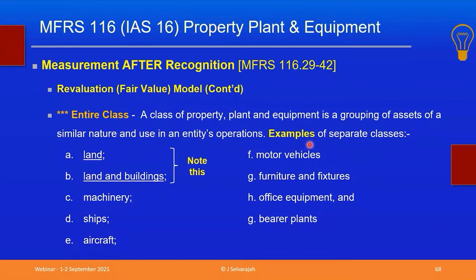And the examples given in the standard are examples of separate classes. You can see here, A, land and buildings. So if you've got 2 pieces of land and 10 pieces of land and buildings, and you want to revalue your land, you can revalue the 2 pieces of land. You don't have to touch the land and buildings. But if you put this land inside here, land and buildings, then all of this will have to be revalued together. All will have to be revalued.